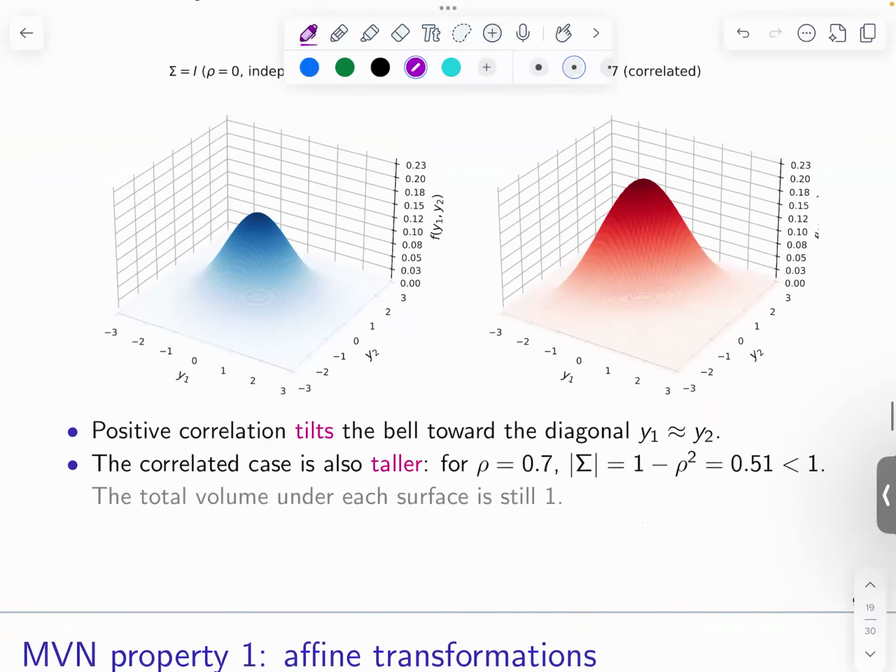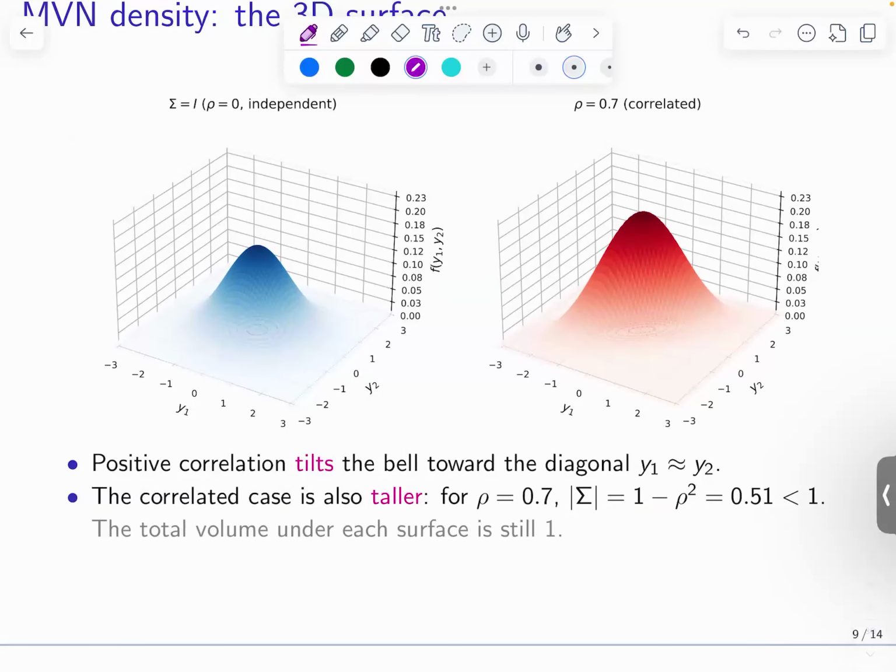Okay, here's the 3D picture, which is not giving you very much information because I should probably rotate it.